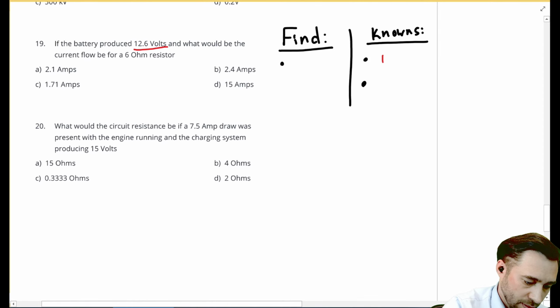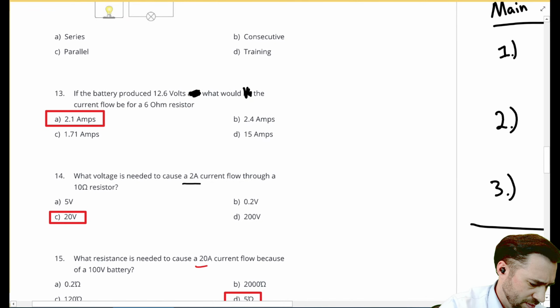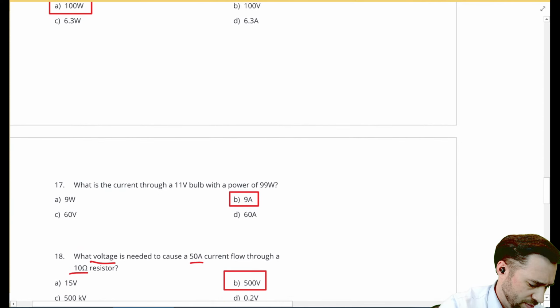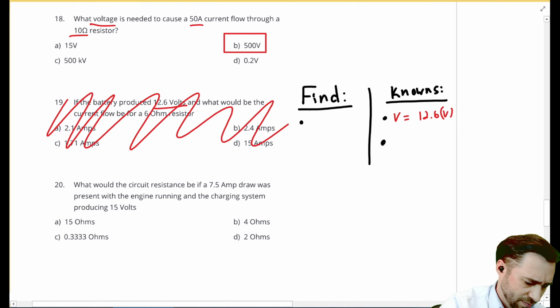All right, the battery produces 12.6 volts. So volts is equal to 12.6. What would be the current flow for it? Wait a minute. Wasn't this the same one? Yeah, because I've already done this one. I don't know how I missed that in the first class.